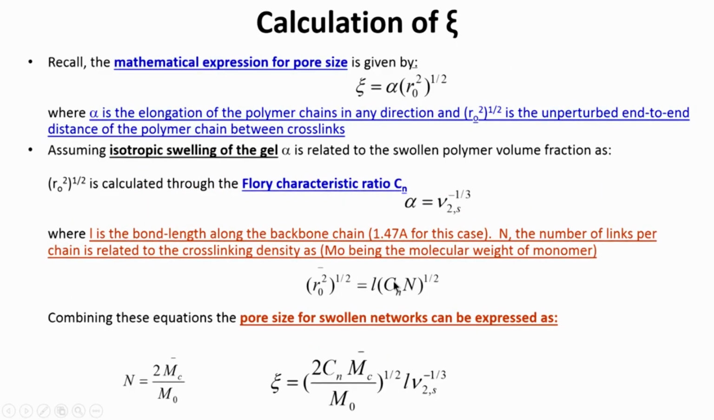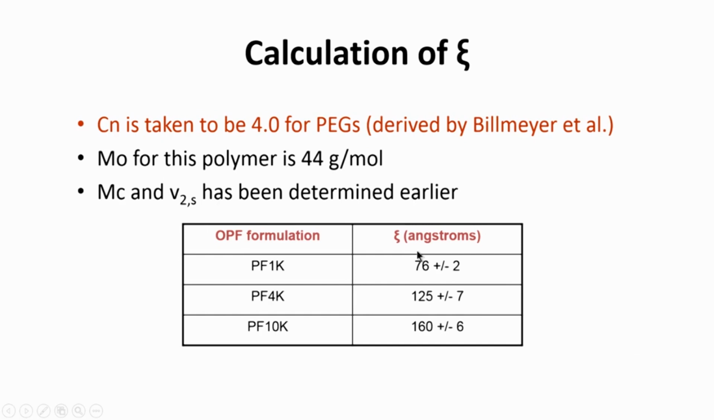Once you have that, you can directly put this into the pore size calculation and apply this throughout, where 1.47 Angstrom is the length between these polymer bonds in the backbone, and Cn is taken from the literature. What you will find is the pore size increases from 76 Angstrom, which is essentially 7.6 nanometer, to 16 nanometer. This reiterates that if you increase the molecular weight of the polymer itself, you will get a higher pore size. Okay, so we will stop here.